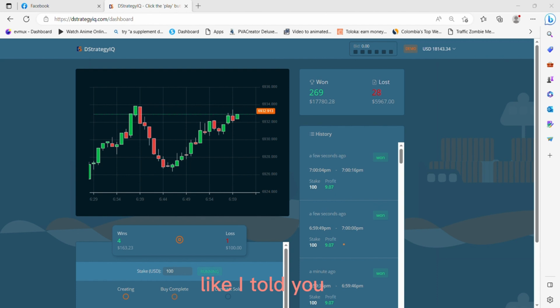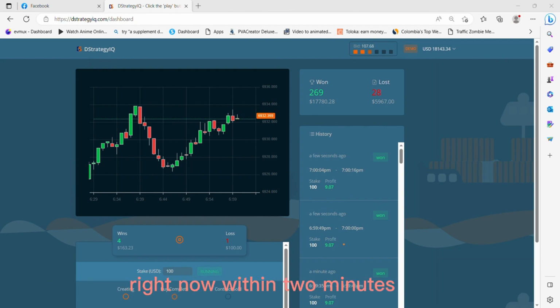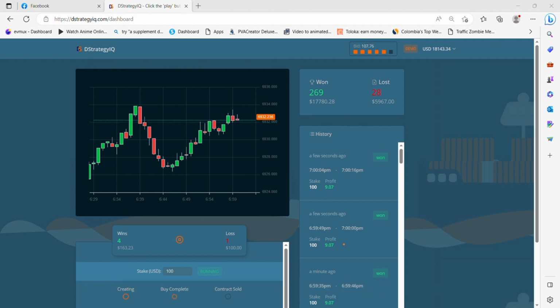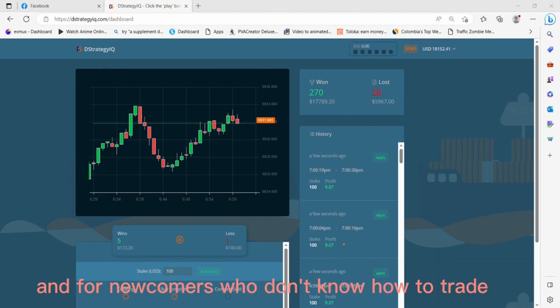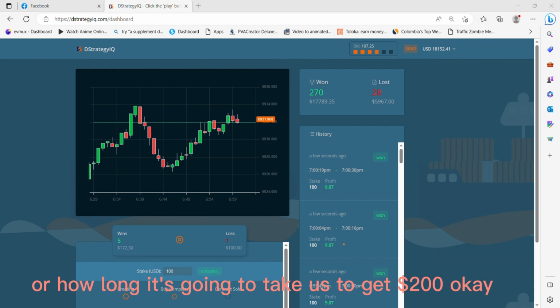Like I told you, this bot is going to make us $100 right now within 2 minutes. You could easily make as much money as you want with this bot, but for the sake of argument and for newcomers who don't know how to trade, we're going to keep this simple. Let's see how long it's going to take us to get to $100.